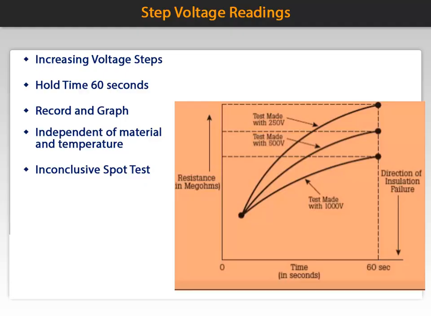A spot test deals with absolute resistance change in a single reading with respect to time, while the step voltage test looks for trends in resistance with respect to varying test voltages. In this example, we've chosen 3 voltage steps. At 250 volts, you will notice the resistance increases. As we step up the voltage, we would expect the resistance to decrease as we see at 500 volts, and the sharpest decrease occurs at 1000 volts.